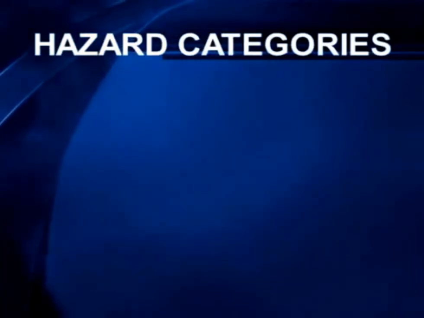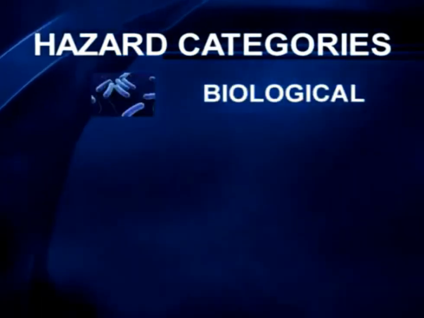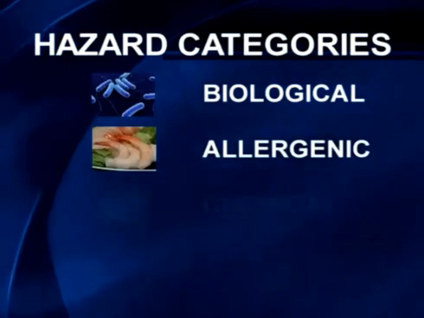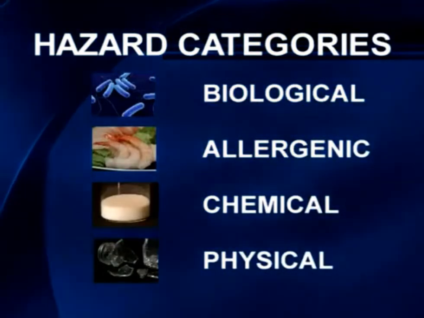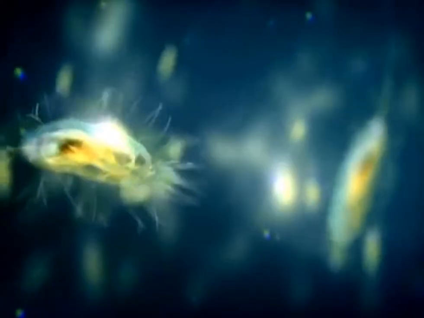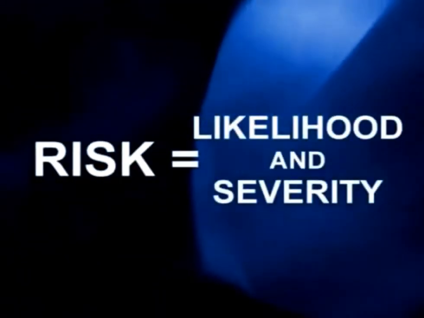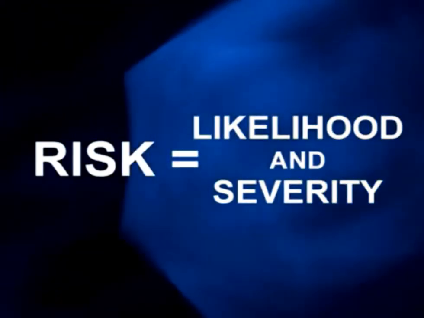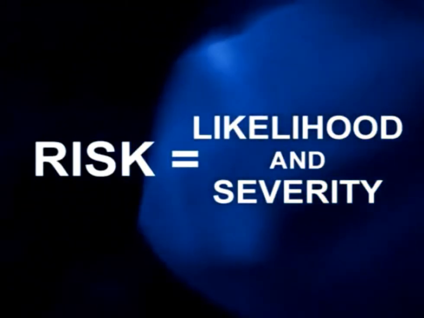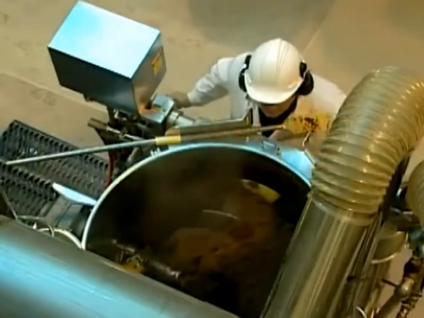As mentioned earlier, a hazard is something biological, allergenic, chemical, or physical in food that could cause a health problem. An important part of hazard assessment is determining the level of risk with each hazard. This is done by checking into the likelihood of a hazard actually occurring, and also by looking at the severity of consequences, or how badly this hazard might affect people's health.